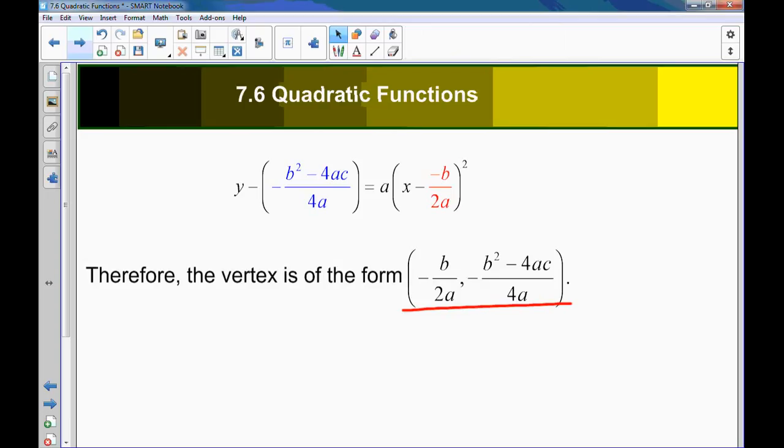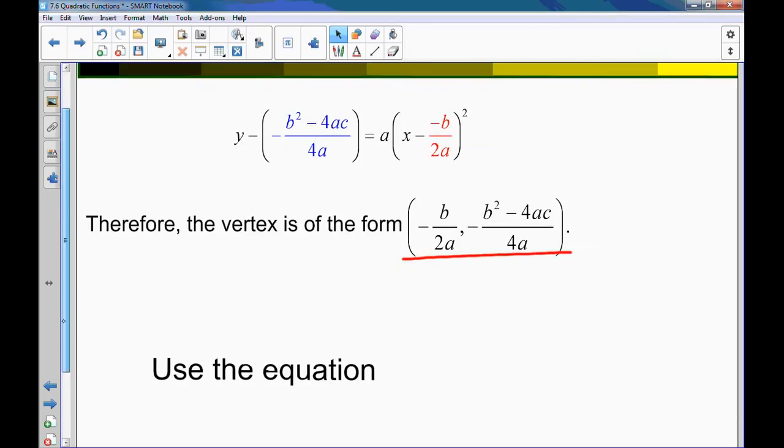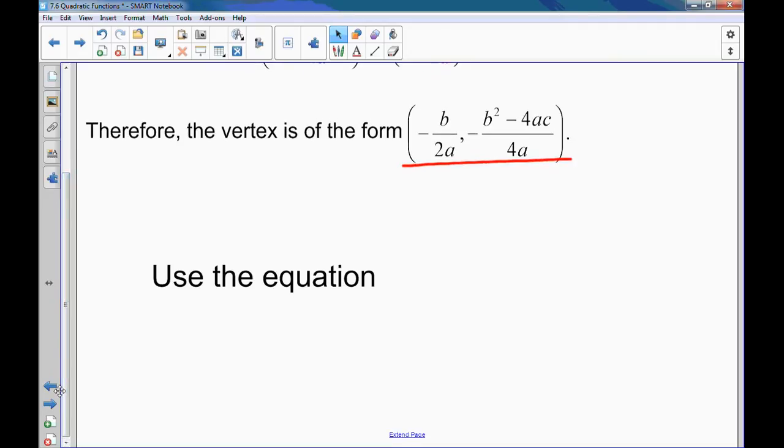So here's the easy way to remember it. Instead of memorizing all of that stuff, we're going to remember this equation. We're going to remember that x equals the opposite of b over 2a.